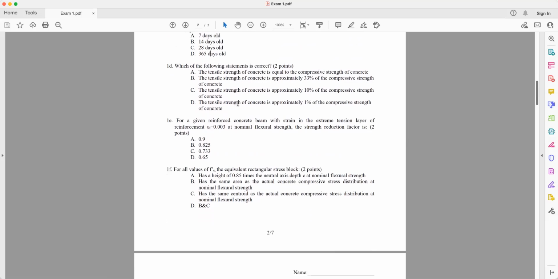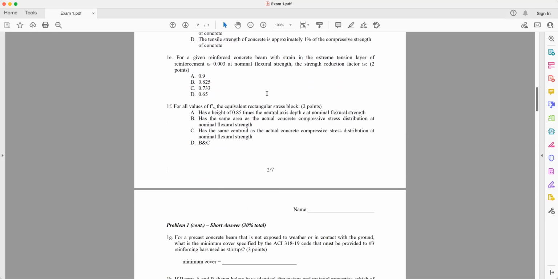You know it. Now, which of the following statements is correct? The tensile strength of concrete is equal to the compressive strength of concrete. No, I don't think so, right? It's not symmetric. The tensile strength of concrete is approximately 33% of the compressive strength. That seems to be high. The tensile strength of concrete is approximately 10% of the compressive strength. Let me think, 7.5 square root of f'c compared to f'c. Yeah, I would say 10% sounds like it, but I'm not sure. Look at the last one: tensile strength is only 1% of the compressive strength, which is too low, right? So which one is correct?